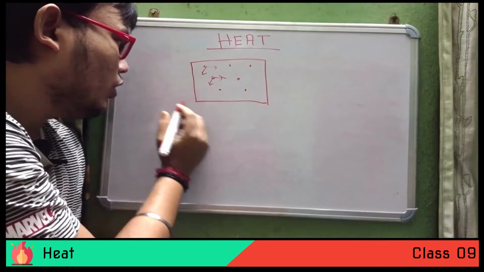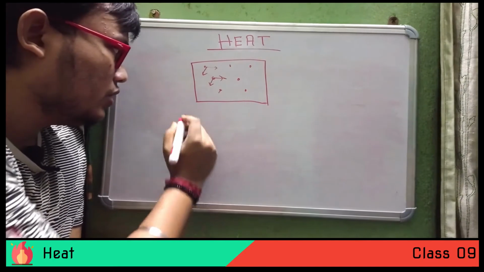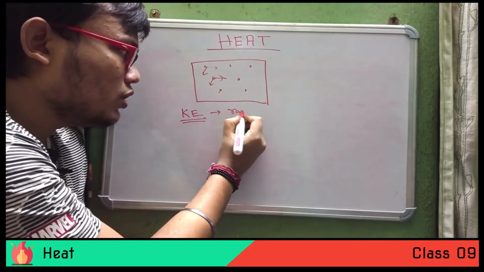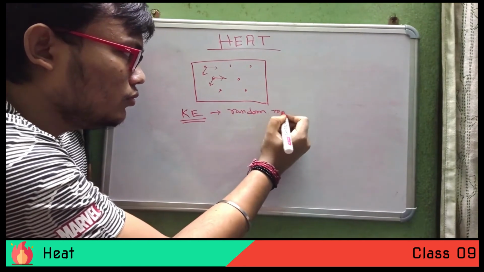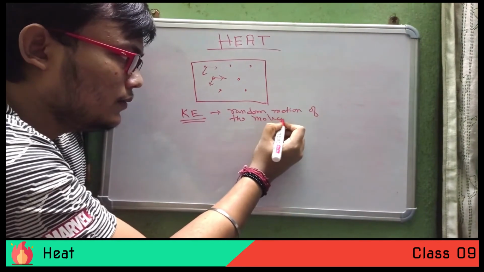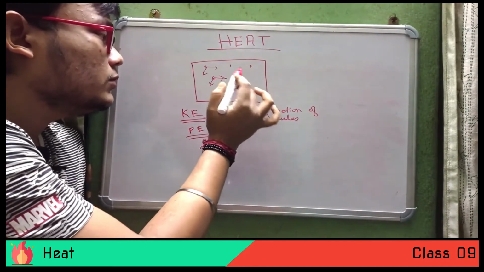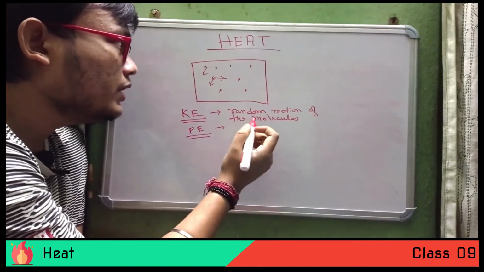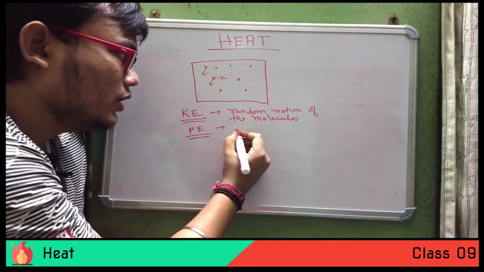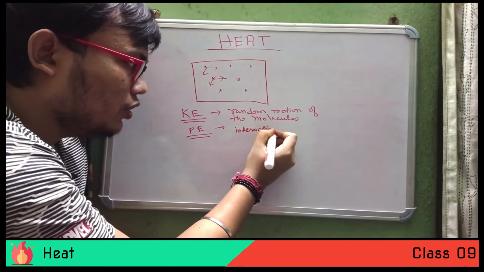Now the molecules inside an object have two types of energy. One is the kinetic energy, which is due to the random motion of the molecules. The other is the potential energy. This energy is there due to the interaction between the molecules among themselves.